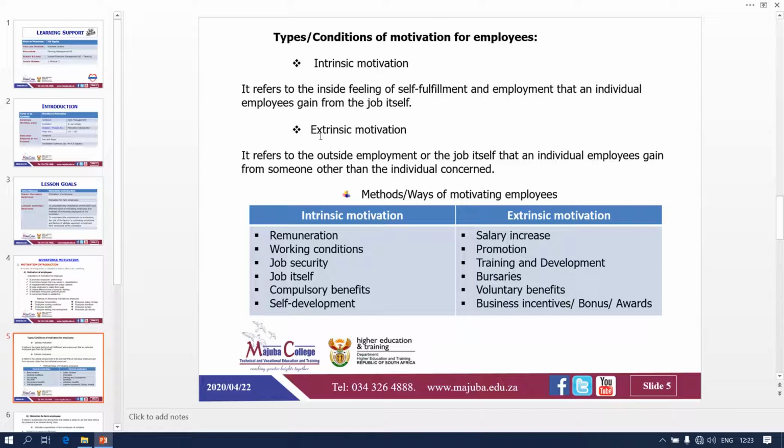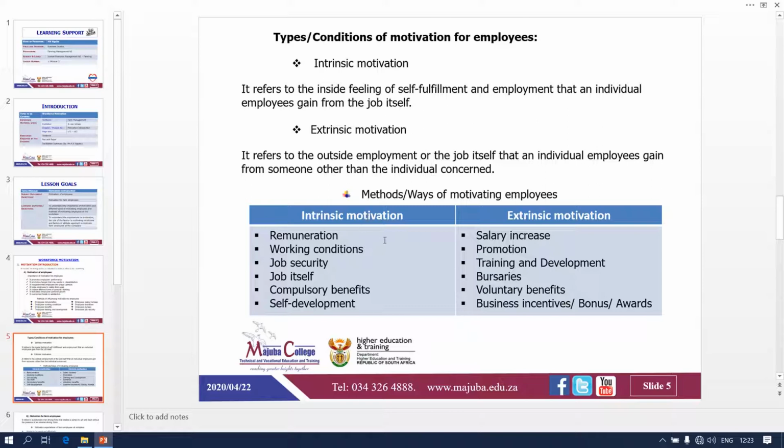Let's look at extrinsic motivation. It refers to motivation outside the employment or job itself, that an individual employee gains from someone other than the individual concerned. So this one is coming from outside. We normally say this one is day-to-day. It's something that motivates you every day, that keeps you going. But the intrinsic ones are already built into you.